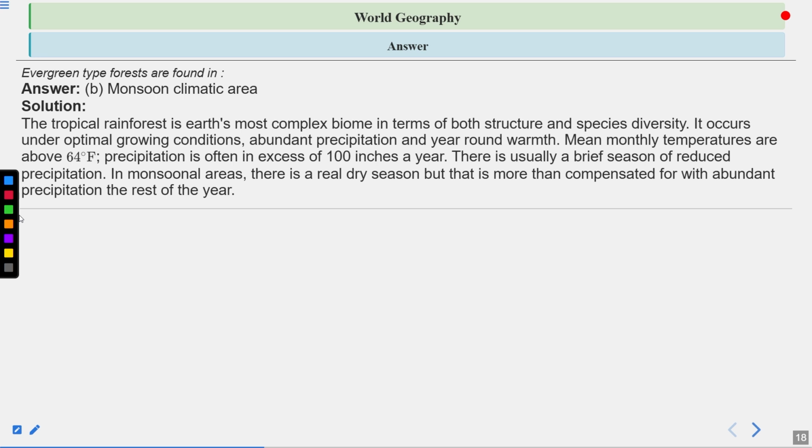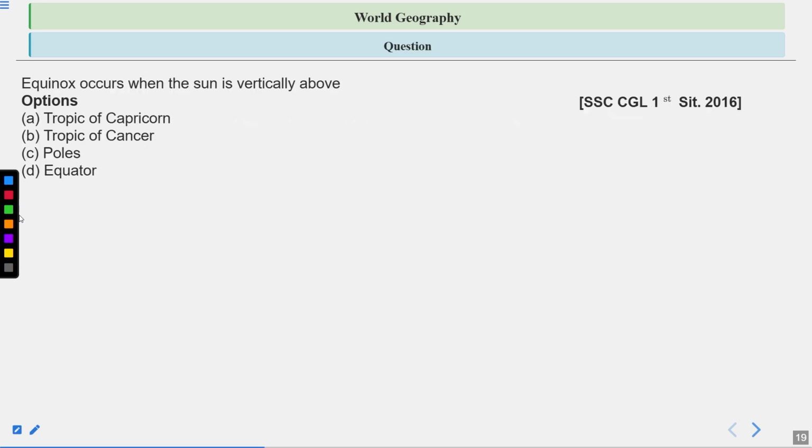So the tropical rainforest is Earth's most complex biome in terms of both structure and species diversity. It occurs under optimal growing conditions. Abundant precipitation and year-round warmth mean monthly temperatures are above 64 degrees Fahrenheit. Precipitation is often in excess of 100 inches a year. There is usually a brief season of reduced precipitation. In monsoonal areas, there is a real dry season, but that is more than compensated for with abundant precipitation the rest of the year. So the correct answer will be B.